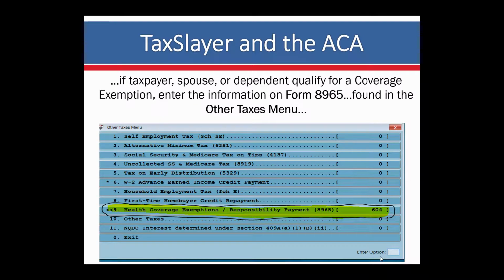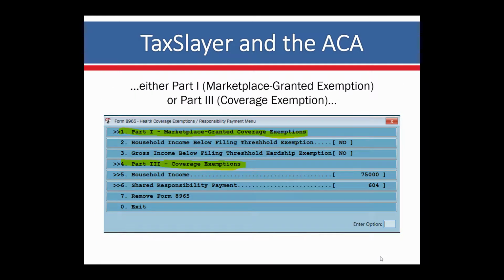If the taxpayer, the spouse, or dependent qualify for a coverage exemption, we're going to enter this information on Form 8965, which is found in the Other Taxes menu. Either Part 1, a marketplace granted exemption, or Part 3, a coverage exemption, will be indicated on the Form 8965 menu.